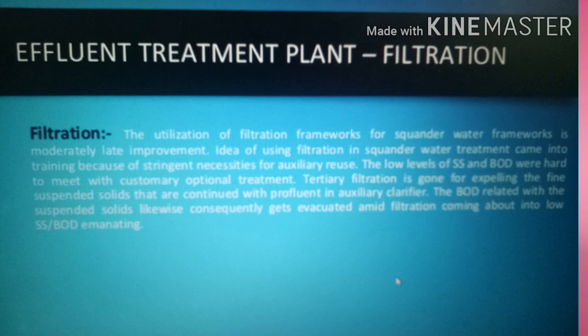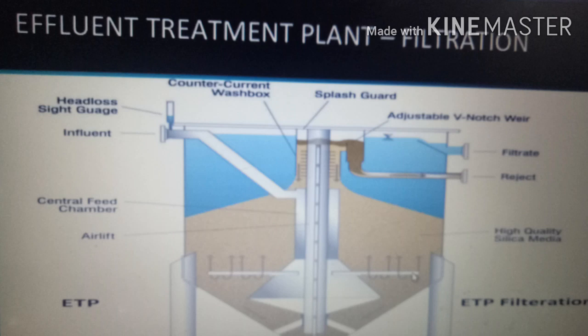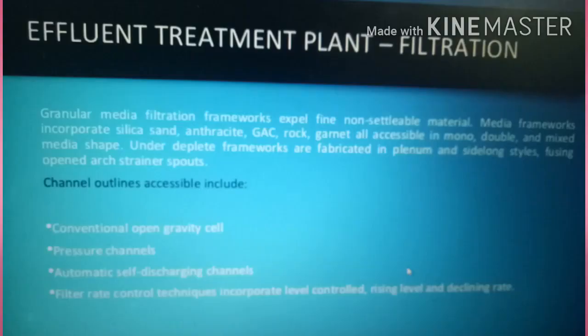effluent. And in filtration, there is a picture showing a counter current wash box, splash guard, head loss side guard, influent central feed chamber, and air lift. Adjustable V notch weir, filtrate and reject, and high quality silica media are also available in ETP filtration. This granular media filtration system removes fine non-settleable material. Media systems include silica sand, anthracite, GAC, rock, and garnet, all available in mono, dual, and mixed media form.